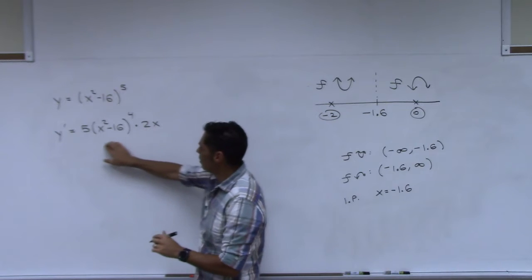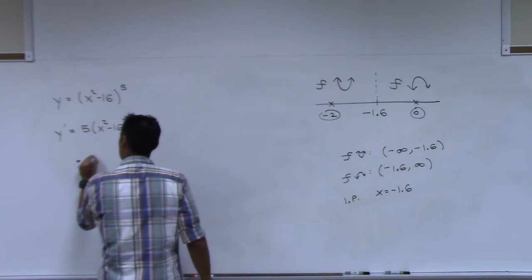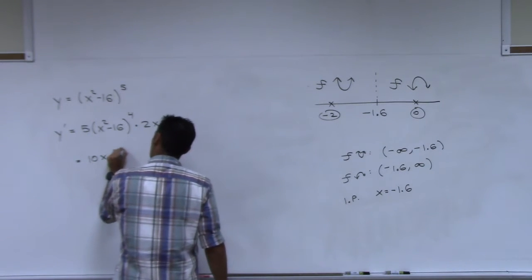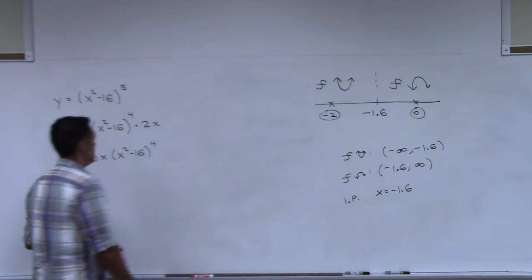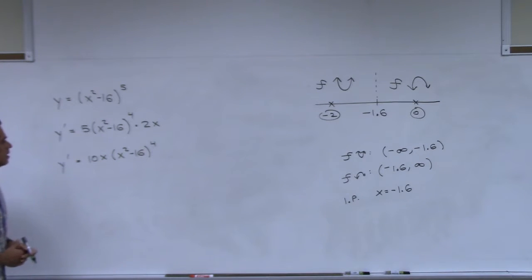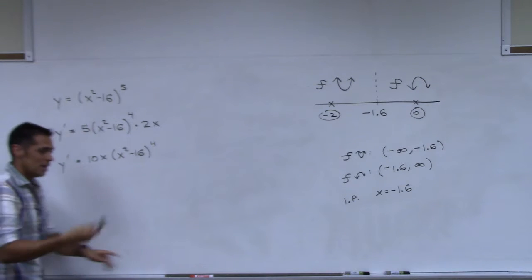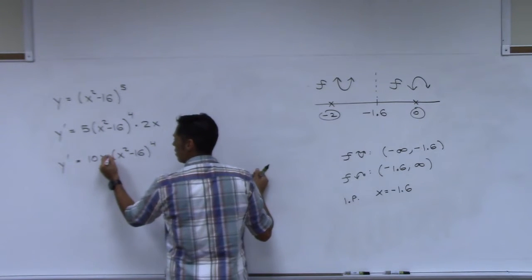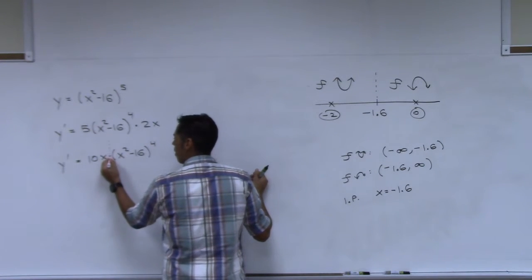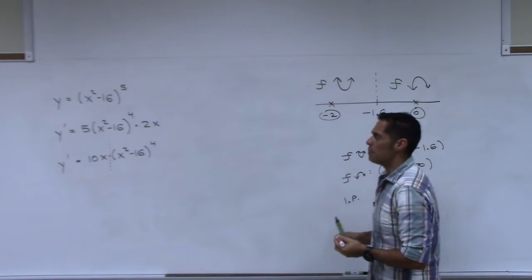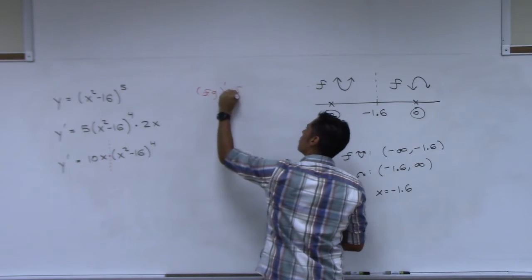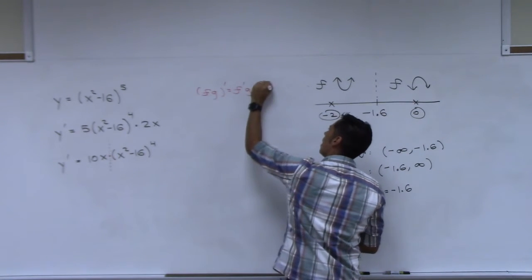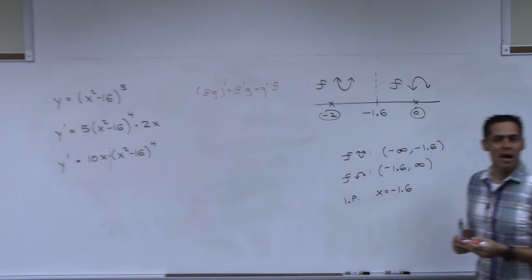Now I'm going to clean it up a little bit. I'm going to put the 2x out here in front with the 5 and make it 10x, and then rewrite the rest. So this is our first derivative. Now we want the second derivative, which means we need to take the derivative of this. You have to recognize that you now have a product, and the product rule says that if you have two things being multiplied, the derivative is f prime g plus g prime f. That was the formula I gave us in class.